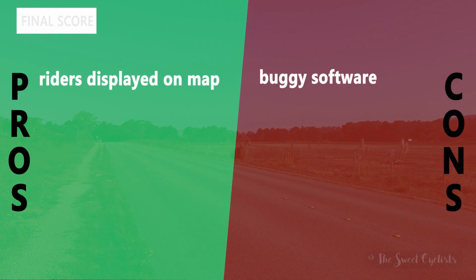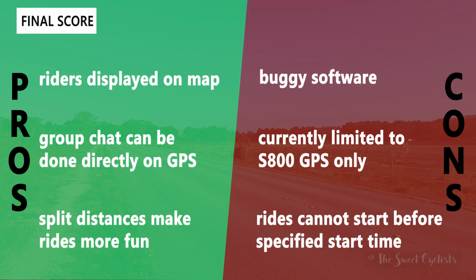Now let's go over the pros and cons for the feature. The nice thing about the group ride and chat is you can see the other riders on the map, so it's really nice. You can see where they are. You don't have to worry about coordination. Also, group chat can be directly done on the GPS unit, so you don't have to actually fish out your cell phone. Everything can be done directly on the device. And with split distances, it makes rides a lot more fun. So you have a scoreboard, and it feels like you're on Zwift or you have Strava Live.